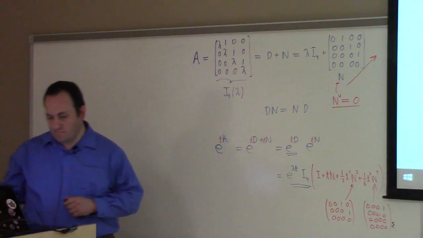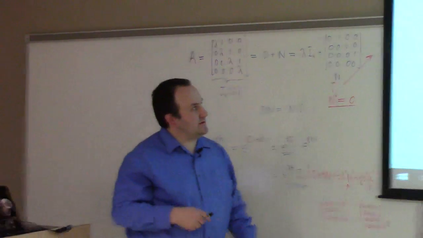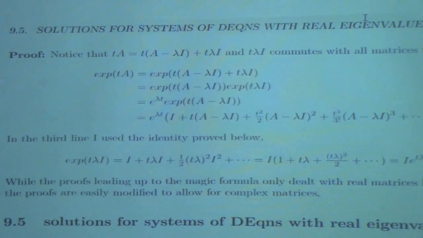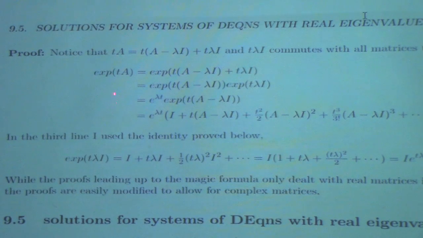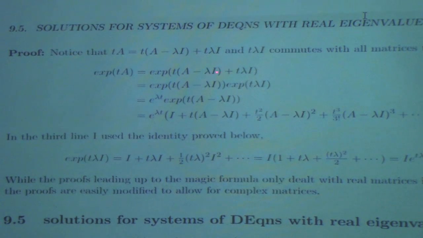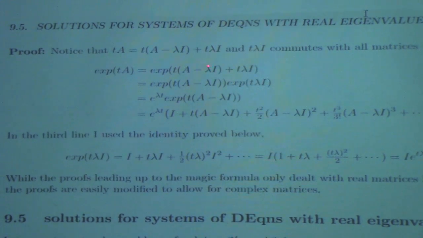So this is the magic formula. I told you guys I'd explain it today. So I think we have all the tools we need now to understand it. If I have e to the ta, what I do is I just add and subtract t lambda I. That's 0, right? But then the cool thing is this matrix, t times a minus lambda I, and this matrix, t lambda I is a scalar multiple of the identity. Which matrices does that commute with? Exactly. So you have identity matrix times a number, it will commute with everything.